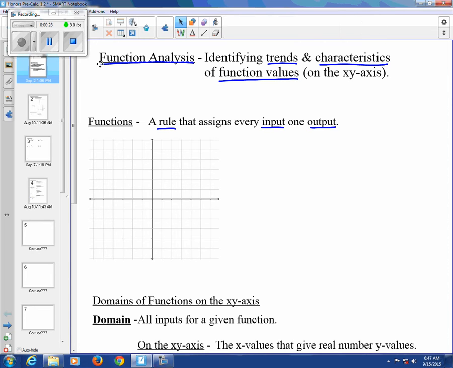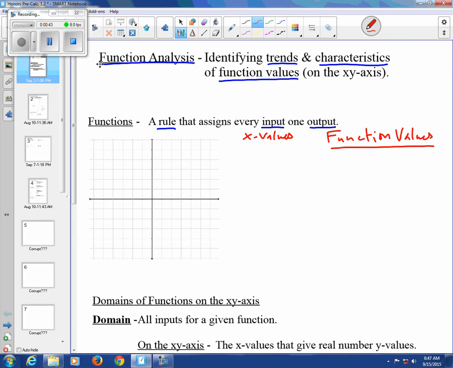Well, if we're on the xy axis, we know that our inputs are going to be x values, and we say that our outputs are function values, which we measure on the y-axis, making them really the y values of the function. So we're going to be using y values of the function and function values interchangeably.